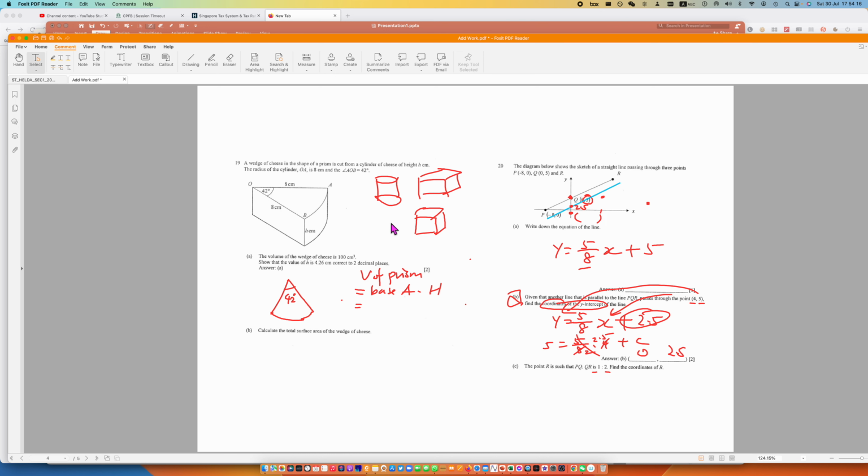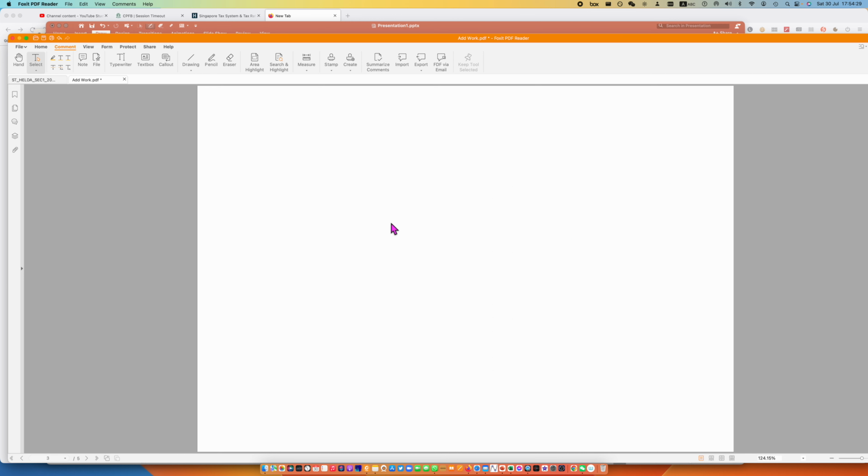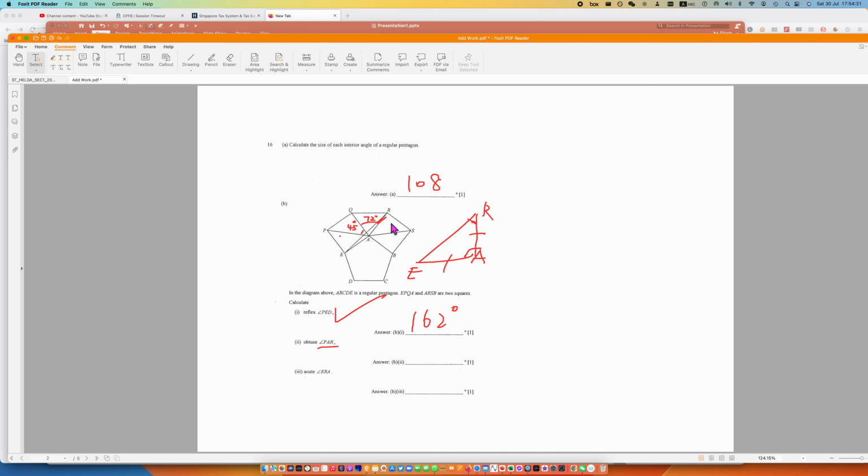This one, prism. Then this one, the part B. Then this one, make sure that you know the perpendicular bisector. Then for this one, you get it right. Actually, for this question, I'm not sure if I've talked about it. The sum of interior angles, you told me before, you know, right? Then what about the sum of exterior angles?